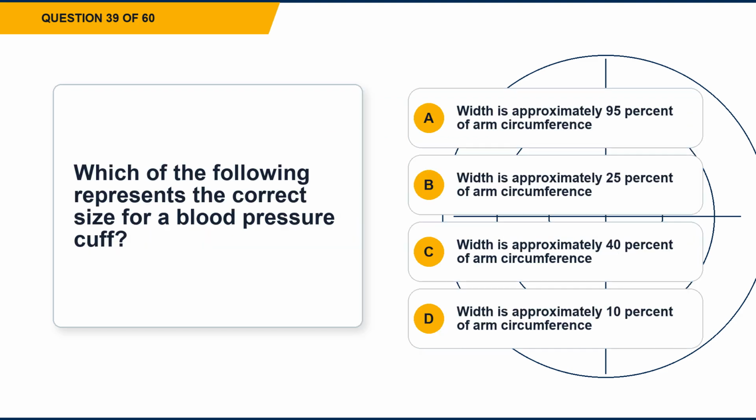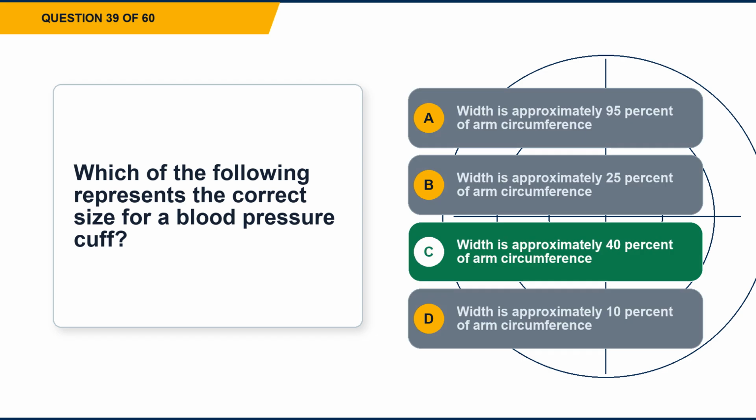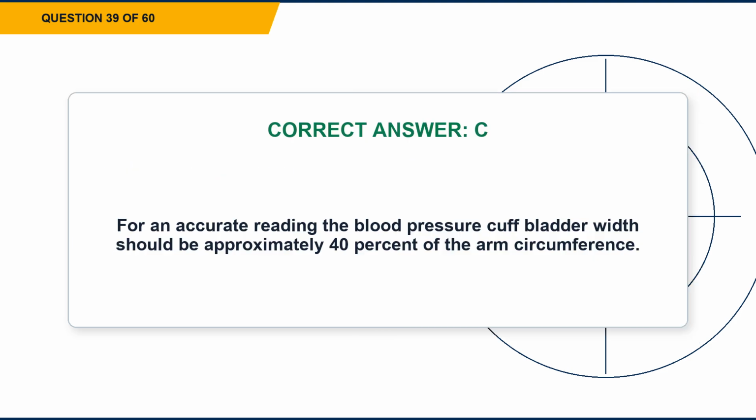Question 39. Which of the following represents the correct size for a blood pressure cuff? Option A, width is approximately 95% of arm circumference. Option B, width is approximately 25% of arm circumference. Option C, width is approximately 40% of arm circumference. Option D, width is approximately 10% of arm circumference. The correct answer is option C, width is approximately 40% of arm circumference. Explanation. For an accurate reading, the blood pressure cuff bladder width should be approximately 40% of the arm circumference.